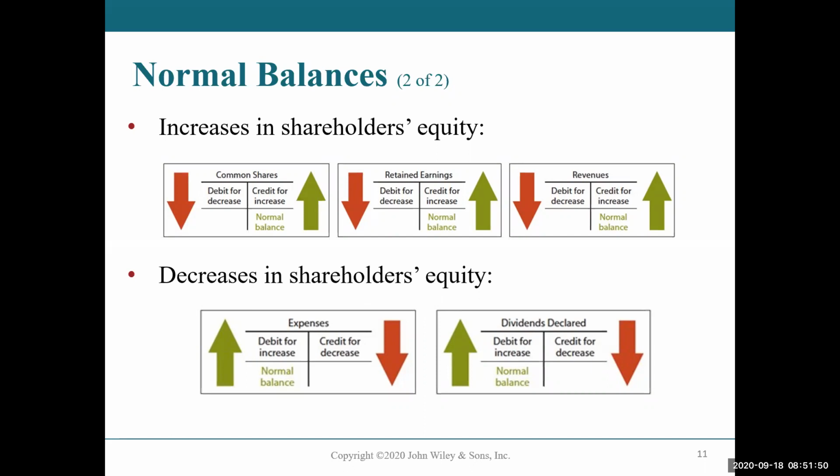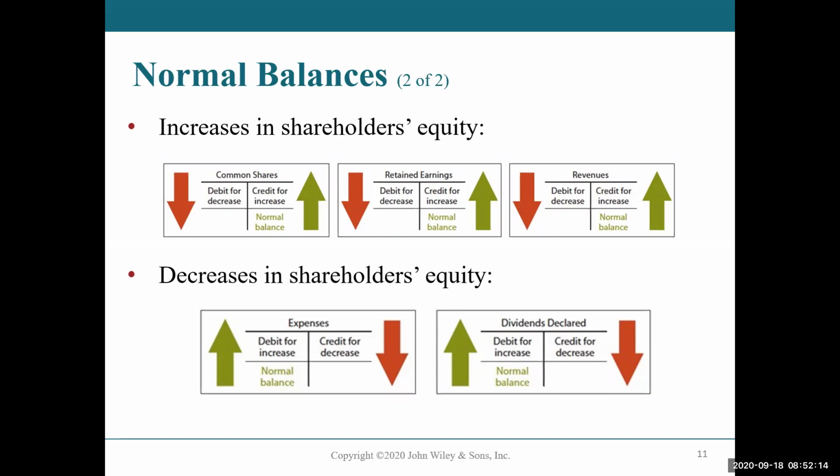So all of these equity accounts will have a normal balance of credit, which means as soon as you start crediting these accounts, the balance in these accounts will go up. If you want the balance to come down, then we will start debiting these accounts. Okay, so these are the transactions that will increase your shareholders' equity.